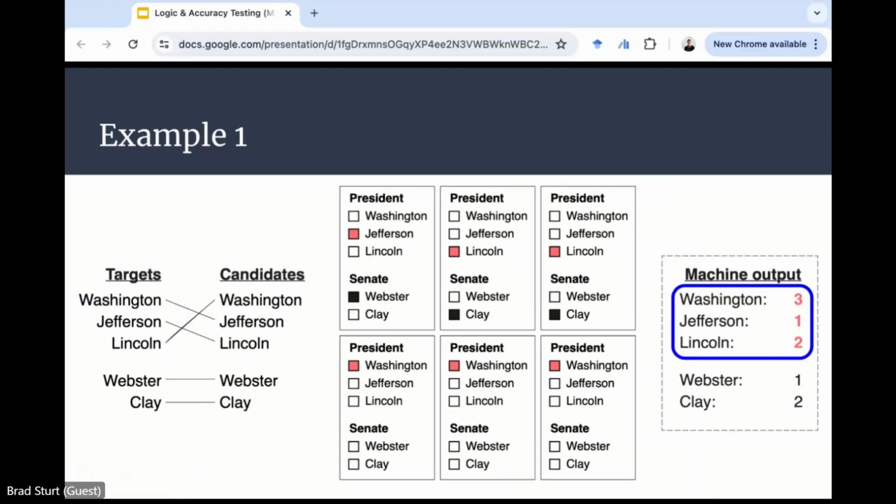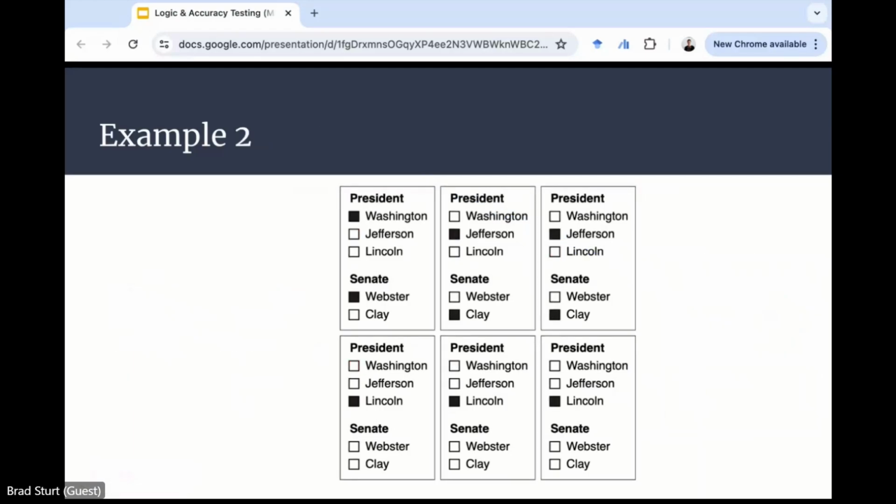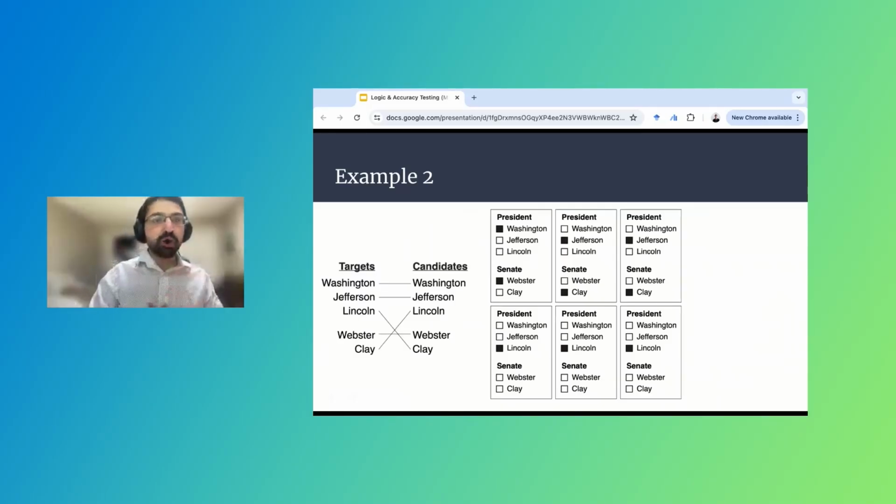A human would look at these vote totals and see that Washington, Jefferson, Lincoln are getting the incorrect vote totals. And so this misconfiguration, shown on the left, would be detected in LNA testing by this test deck. Let's see another example. So suppose, for instance, that the votes for Lincoln and Clay were swapped.